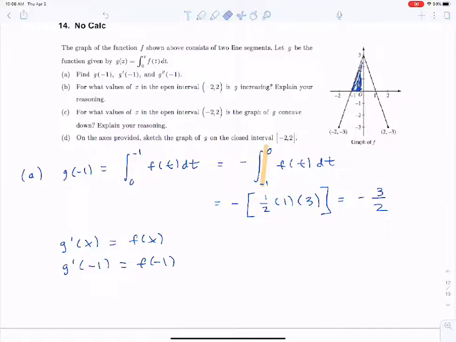So going to my function, f of -1 is that height value, which is 0. So that equals 0. In regards to the derivative, do you have any questions?